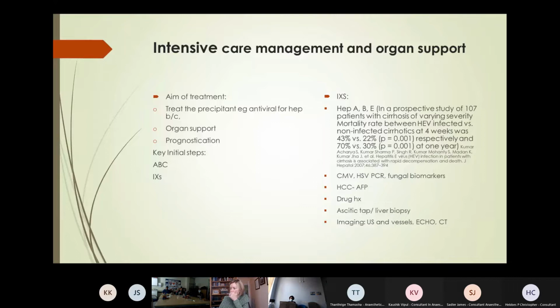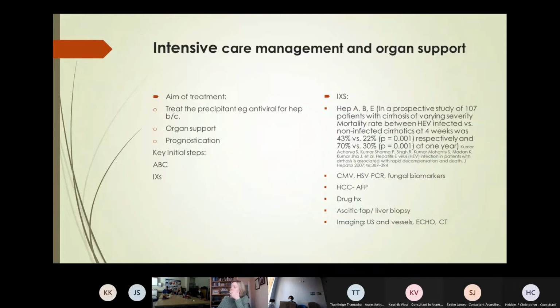When you receive a patient with cirrhosis, what are you thinking of when you're reviewing them and in the management? What is your aim of treatment? You need to think of what is the cause of this liver failure. What is the precipitant factor? What are the organs that are involved, and how would you want to support them? The investigations that you would want to do, and also you need to prognosticate them.